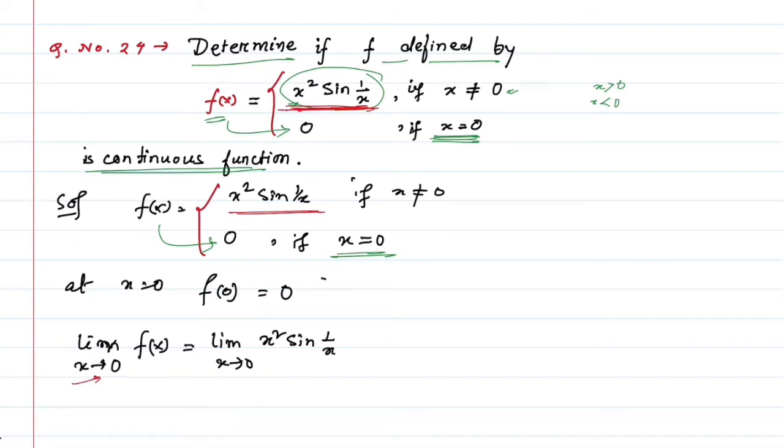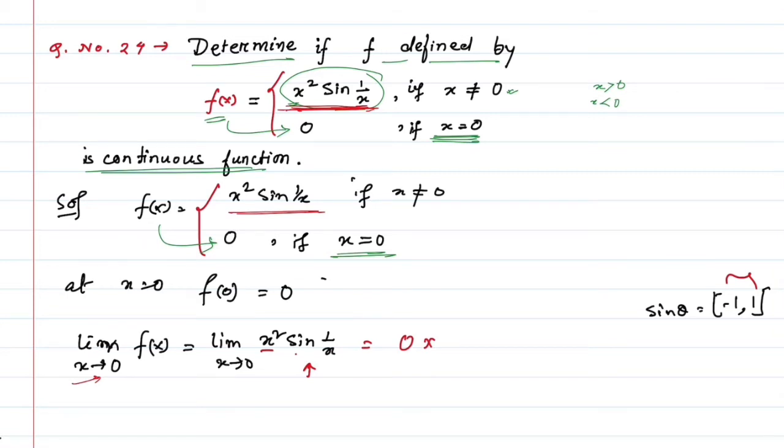We know the range of sine theta is -1 to +1. So that's why the value of this must be lying between -1 to +1. Now you see, as x tends to 0, if you replace the x by 0 here, it is a product of two functions, isn't it? So here you will get 0 into a real number between this interval.